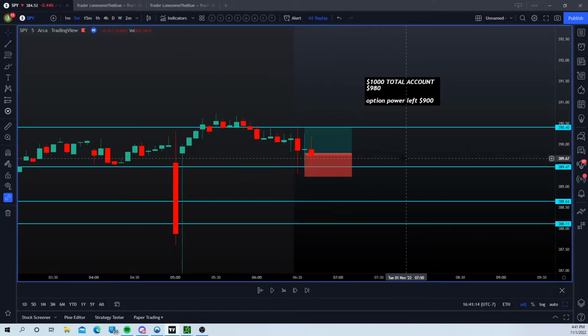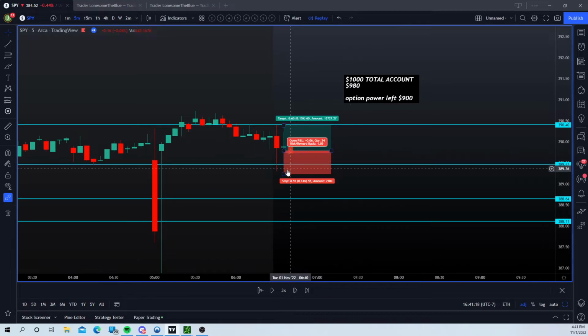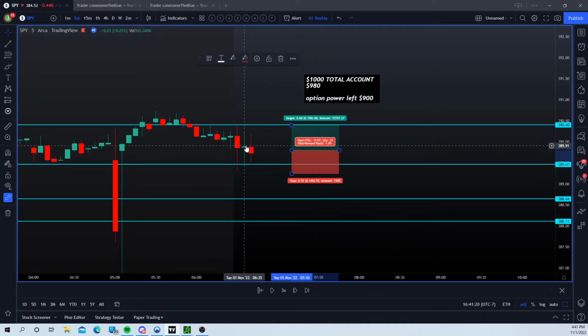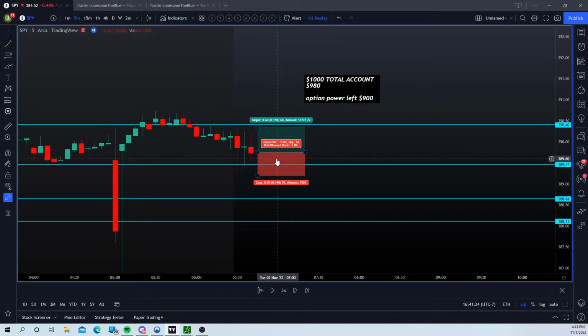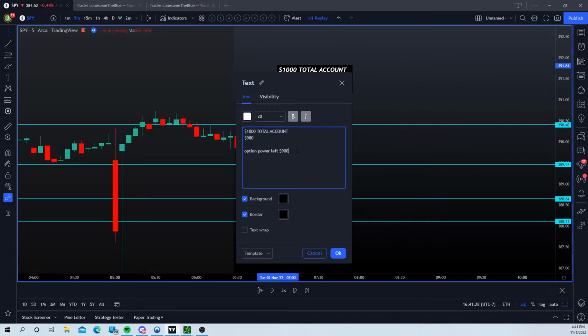So even if this went wrong and you got out, you still have this left. And now you do the same thing because it might bounce. You got a green candle, or maybe here it might bounce. You do the same thing. Let's enter one more time, right?